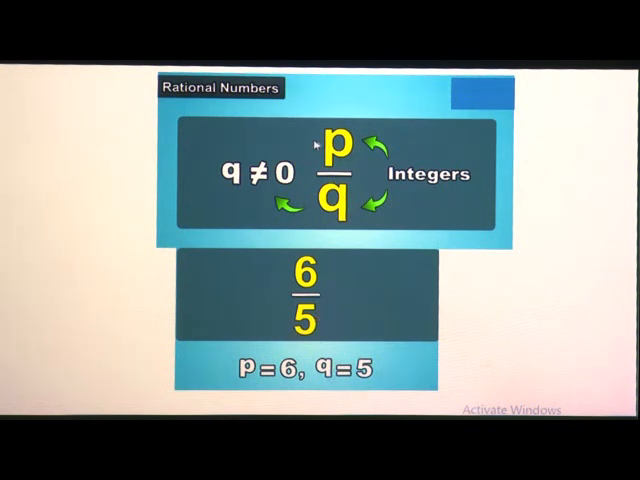So does this satisfy the condition? Q should not be 0. Here we do not have 0, it is a nonzero integer, so Q is equal to 5. So this satisfies that we can write P upon Q as a fraction, or in the form of a ratio, that is P ratio to Q, or P is to Q. So P upon Q where Q is not equal to 0 is a rational number.